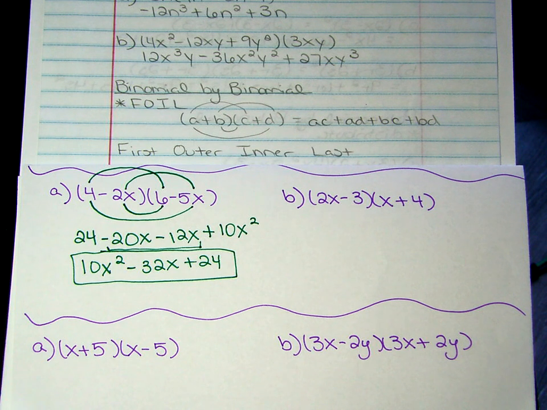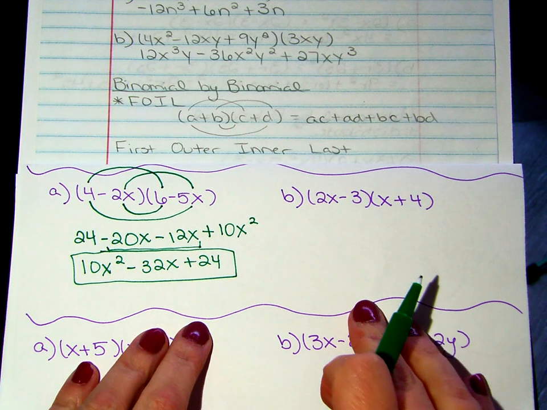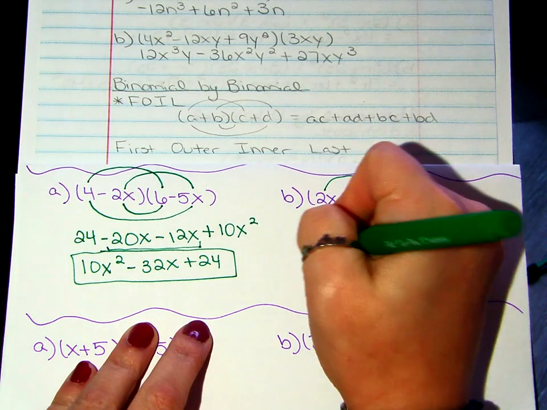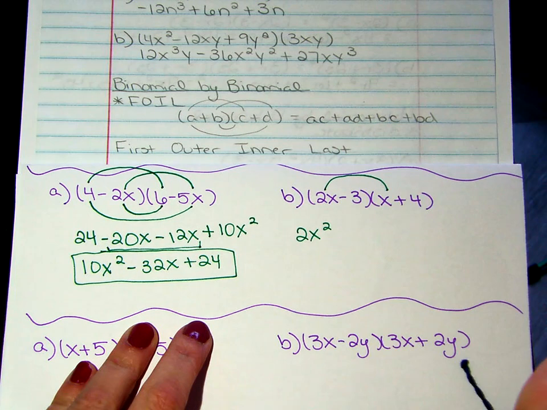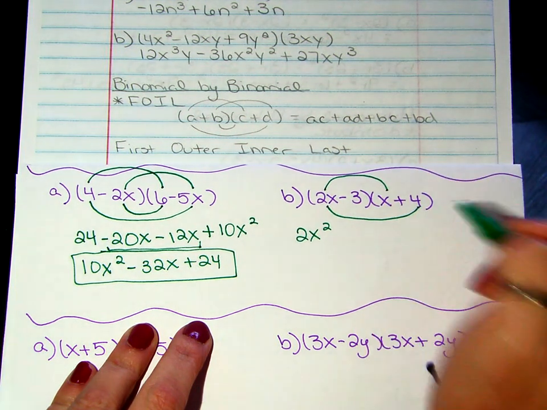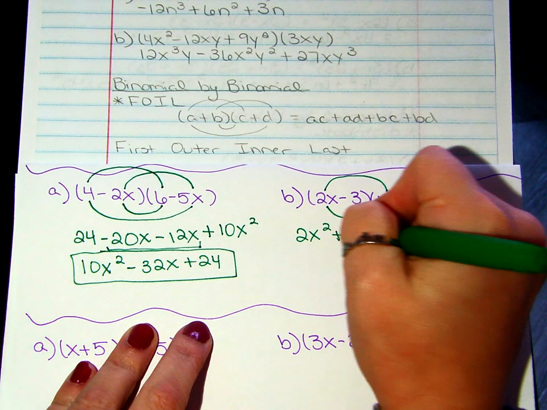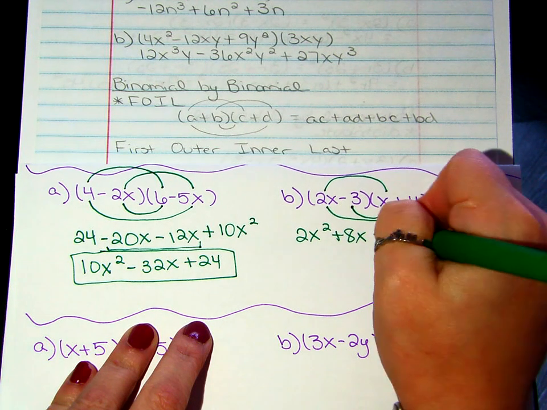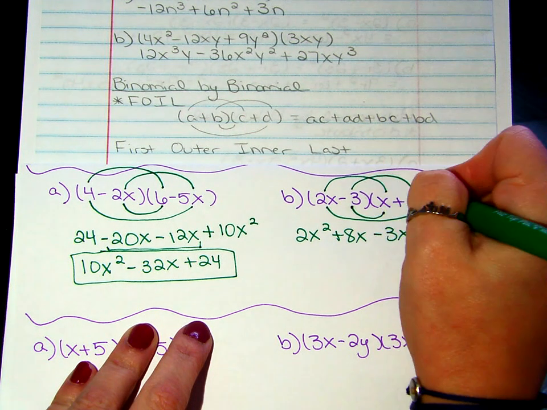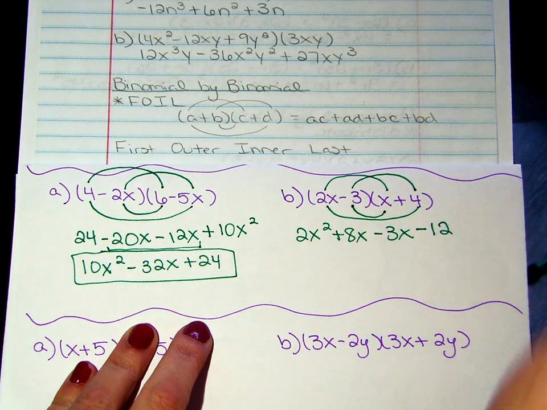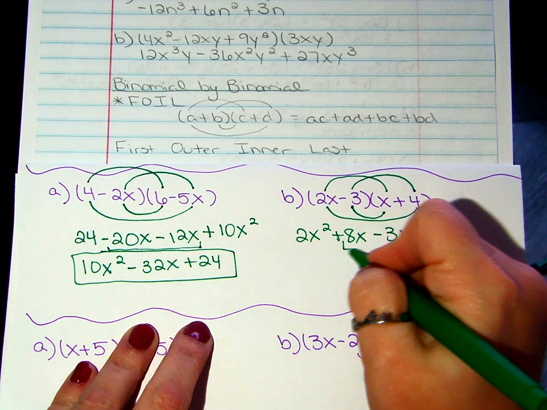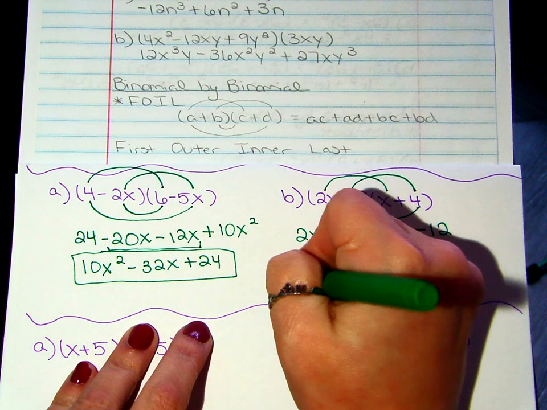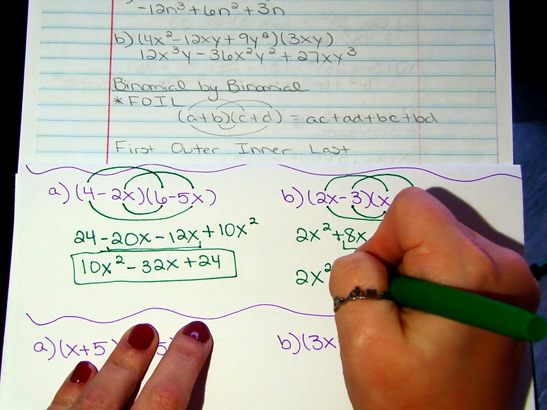Let's do B. Same thing. First is 2x times x, which is 2x squared. Outer, 2x times 4, so positive 8x. Inner, negative 3 times x, negative 3x. Last is a negative times a positive, so I will have a negative, and 3 times 4 is 12. Again, I have these two x terms that I can combine, so I'm going to do that. 8 minus 3 will give me 5x.